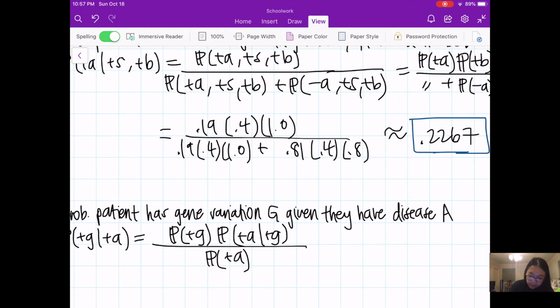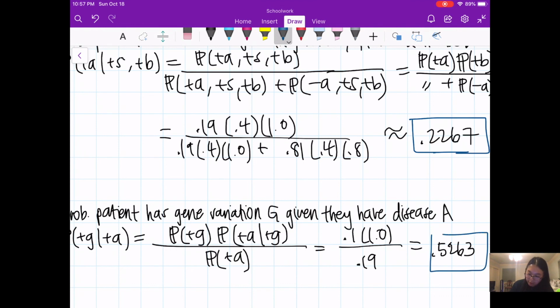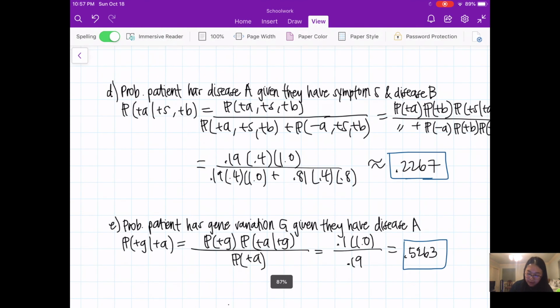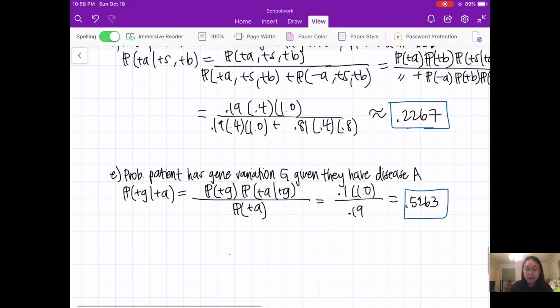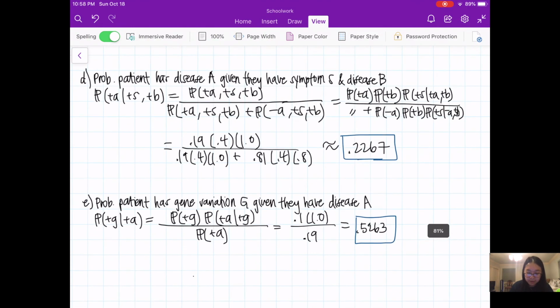And that means we can just plug in the values, and we know that the bottom is just 0.19, and then the top will be, if we look at positive G, that is 0.1, and then times 1.0. So this will eventually get us to be equal to 0.5263, and that will be your solution for this subpart. And then yeah, that is it for the rest of this section.